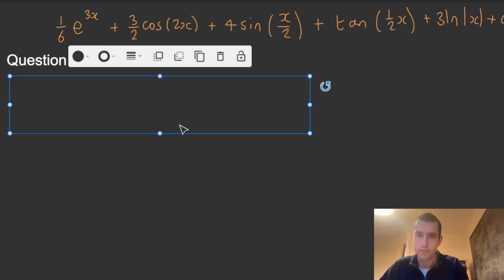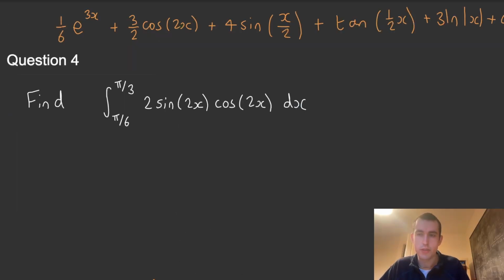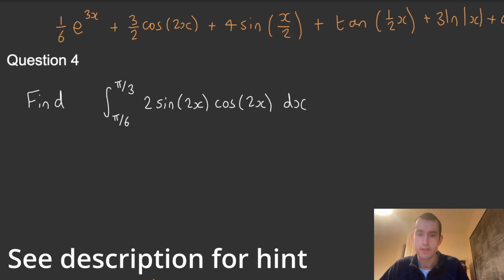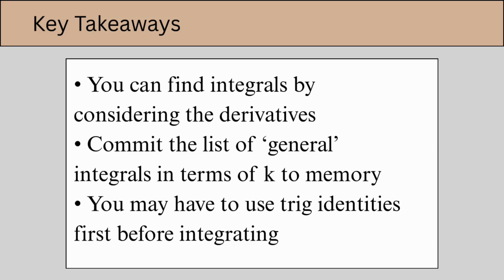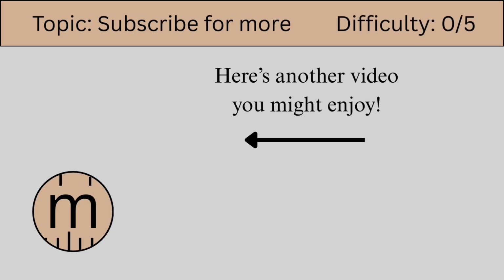And question 4 is this. You will need to use a bit of trig to help you get this one. I'll give you the answer in 3, 2, 1, 0. Well, there you have it. That's how you integrate normal A2 functions. Be sure to memorize that list so you'll be ready to integrate by parts next.